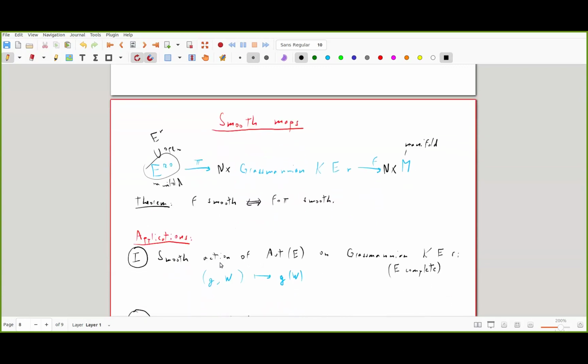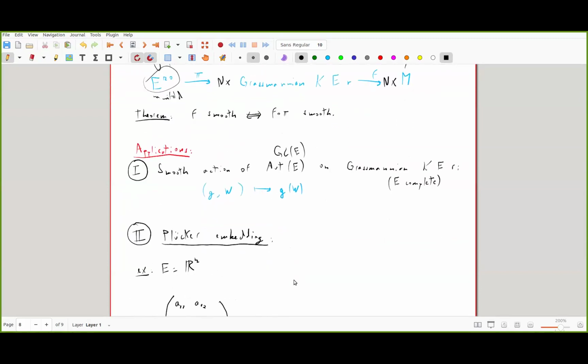For example, you can define the action of the group of automorphisms of E on the Grassmannian. So these are automorphisms as a topological vector space. This is what some people also call GL(E). It acts on the Grassmannian because if you have an automorphism of E and an R-dimensional subspace, you can just take the image of the space by the automorphism. And this is a smooth operation from GL(E) cross the Grassmannian to the Grassmannian.